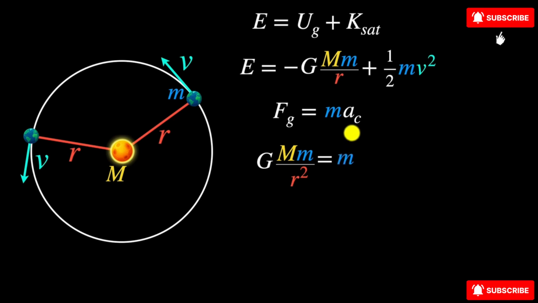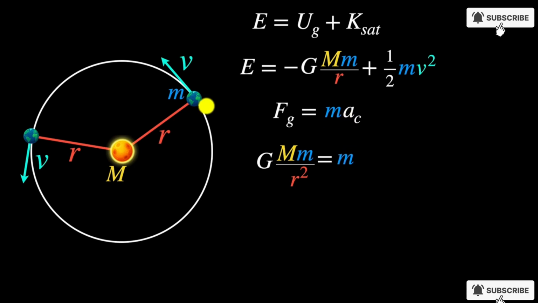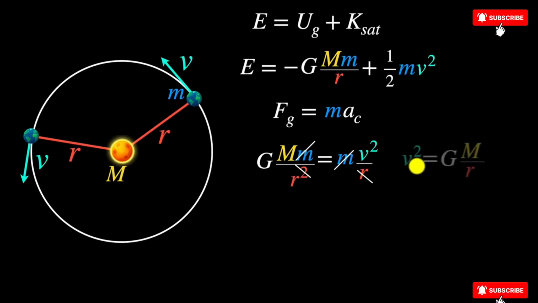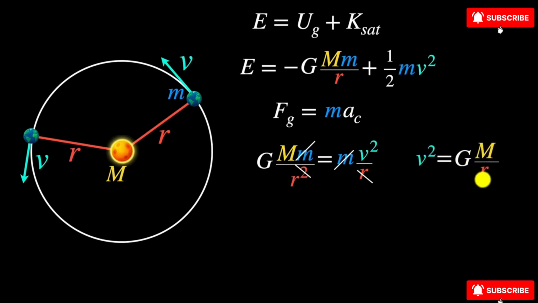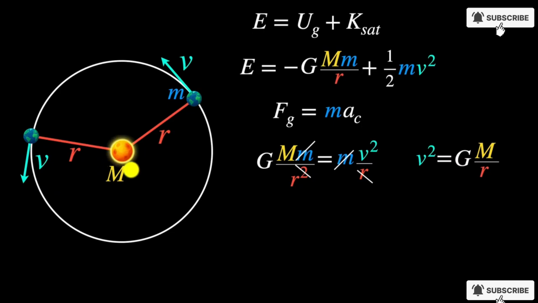That equals the mass m times, what's the expression for centripetal acceleration? Well, it's given by v squared over r. So the m cancels out, the 1 of the r over here cancels out, and if we rearrange, we get v squared equals GM divided by r. So this shows that the orbital speed is independent of the mass of the orbiting satellite, but it does depend upon the mass of the parent star.